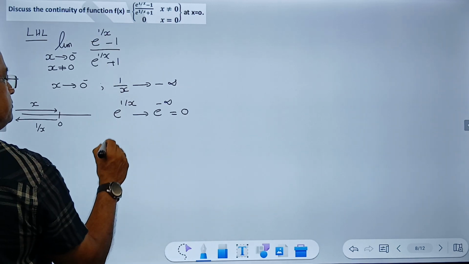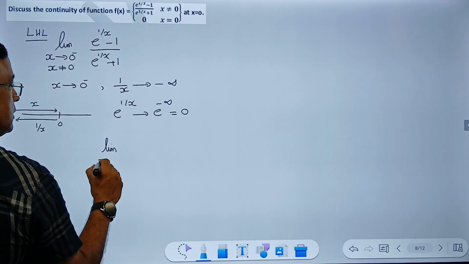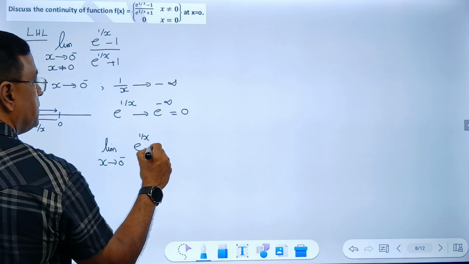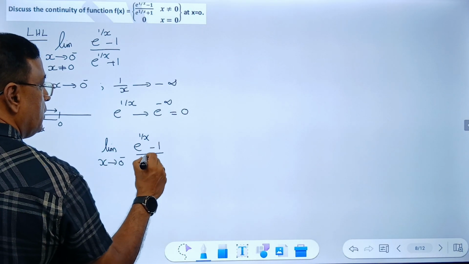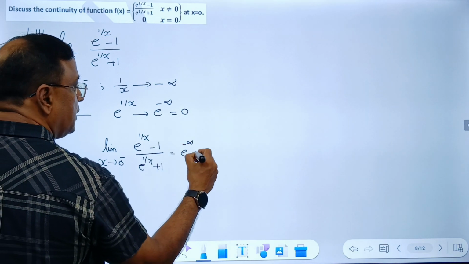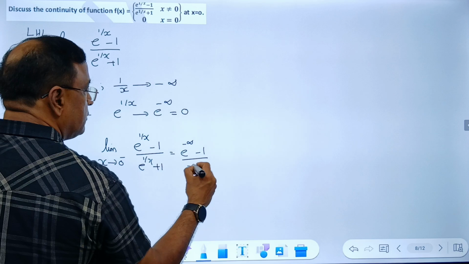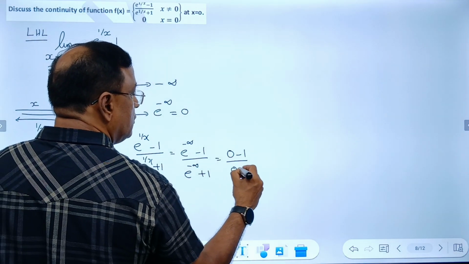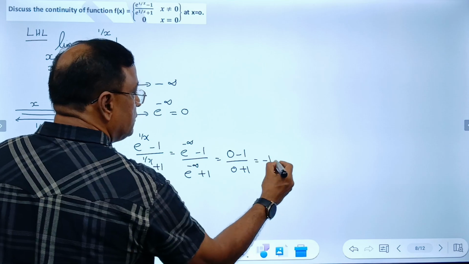So now what do you do? You take x approaches 0 minus, e power 1 by x minus 1 by e power 1 by x plus 1, which is e power minus infinity minus 1 by e power minus infinity plus 1, which is 0 minus 1 by 0 plus 1. So your left hand limit is minus 1.